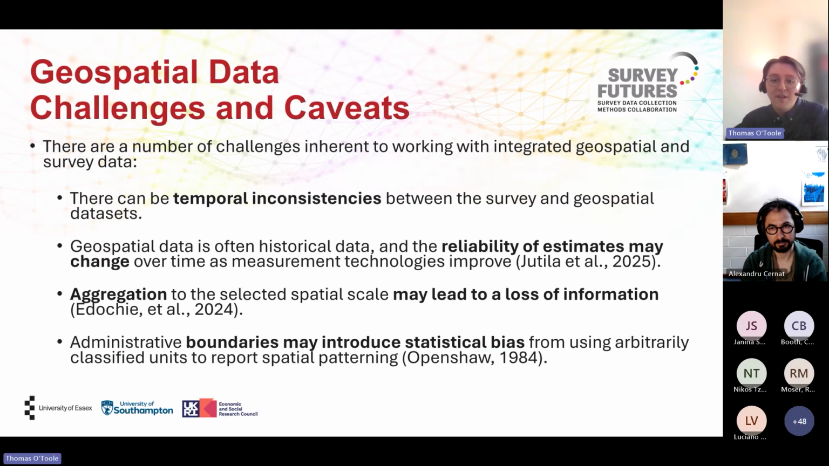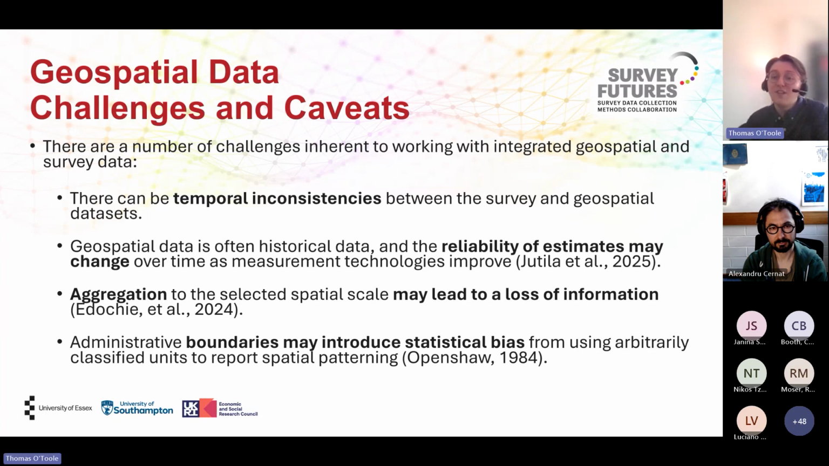There are also some caveats here when working with linked geospatial and survey data, and again, these are kind of high level as each linkage can be quite different. But there can be temporal inconsistencies between the survey and geospatial data sets. Geographical data can consist of annual averages, minimum values, maximum values, depending on the application, while survey data is often more of a snapshot of respondent attitudes and behaviors.